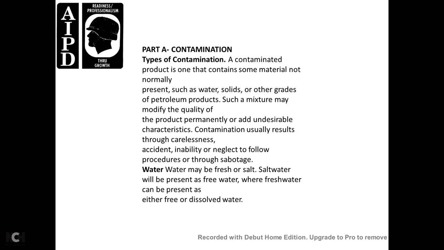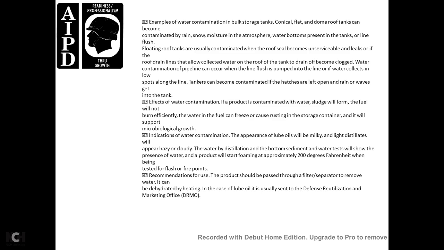Water may be fresh or salt water. When present as free water, fresh water can be present as either free or dissolved water. Examples of water contamination: bulk storage tanks with conical, flat, and dome roof tanks will become contaminated with rain and moisture. Atmospheric water will settle to the bottom of the tank. Floating roof tanks are usually contaminated when the roof seating becomes unserviceable, leaks, or if the roof drain is clogged and collects water.